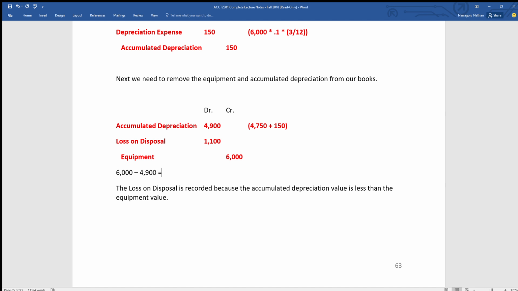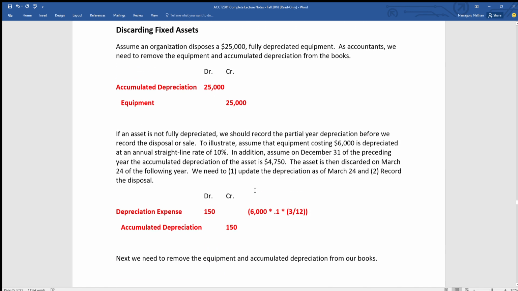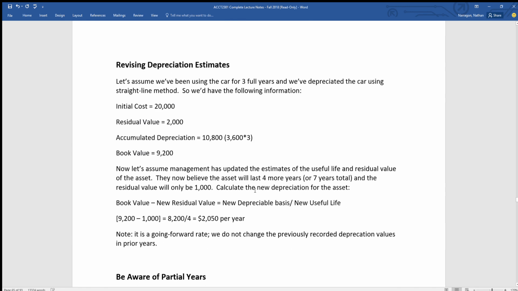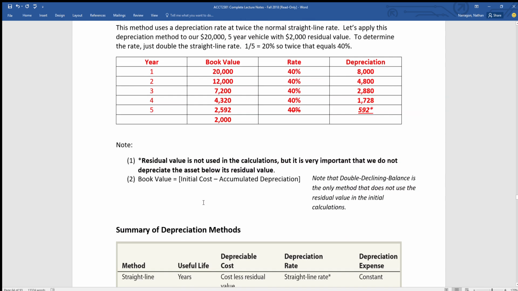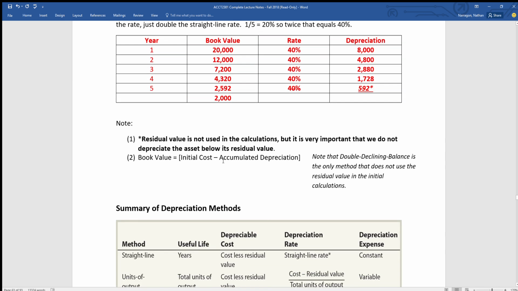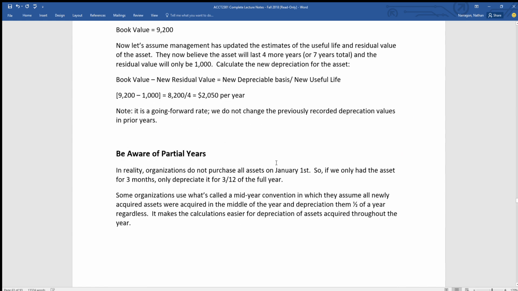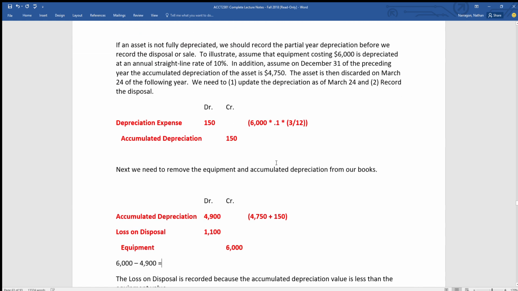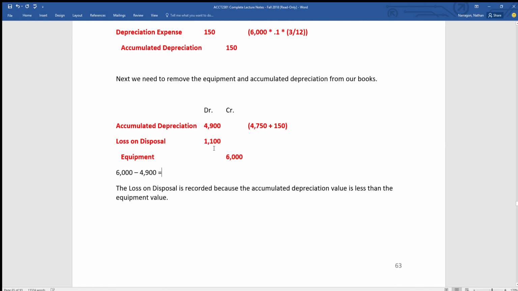Notice, what is it kind of really reminding you of? Another formula that we already know when we're doing loss on disposal. That was book value. So again, book value: initial cost minus accumulated depreciation. If we remove an asset before it's been fully depreciated, we're losing whatever the book value is at that time.